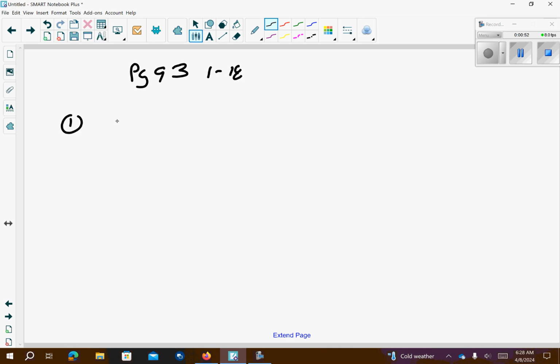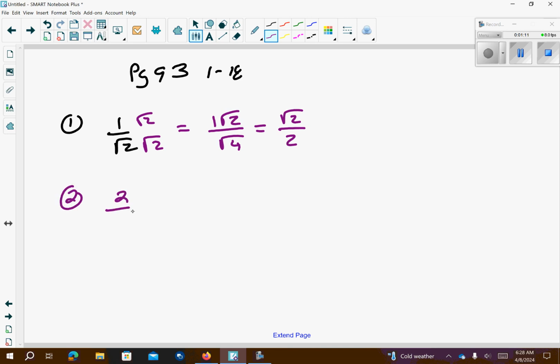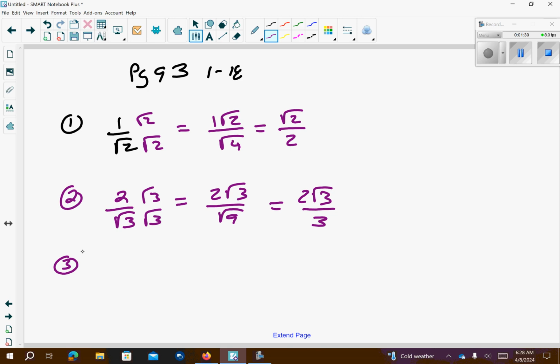So problem number 1, we talked about we can't have a radical in the denominator. So usually you can just multiply the top and bottom by the same radical, and that gives you 1 root 2 on top and over root 4. Root 4 is 2, so you wind up with an answer of root 2 over 2. Problem number 2, I have 2 over square root 3, multiply top and bottom by root 3 and root 3, 2 root 3 over root 9. Square root of 9 is 3. If outside's reduced, then reduce. You can't reduce outside and inside. It could either be outside, outside, or inside, inside.